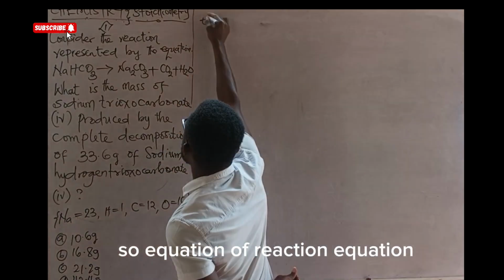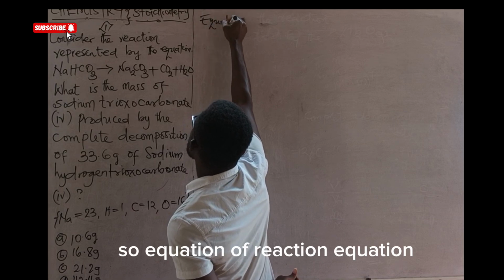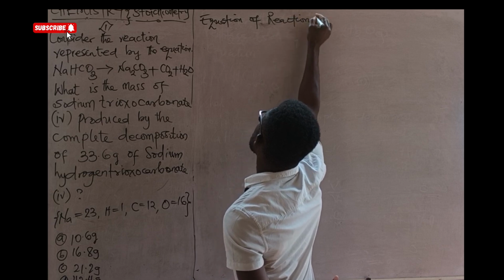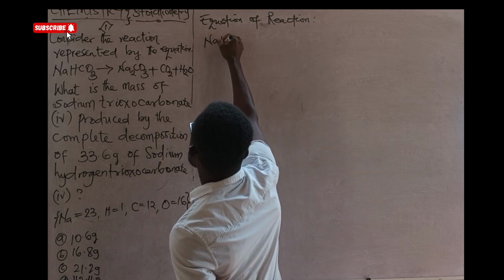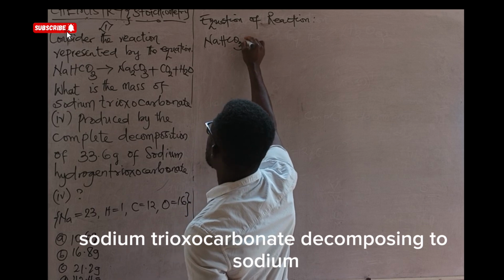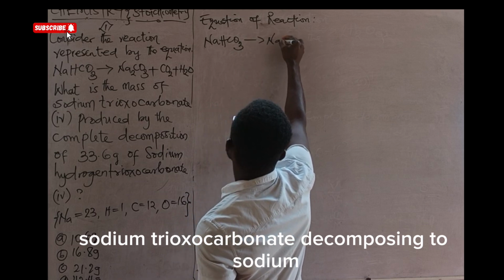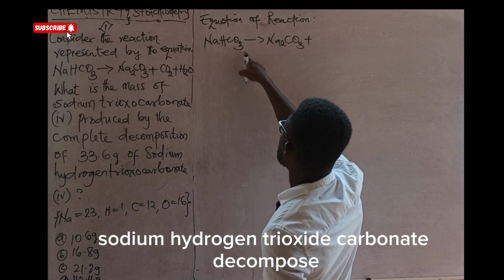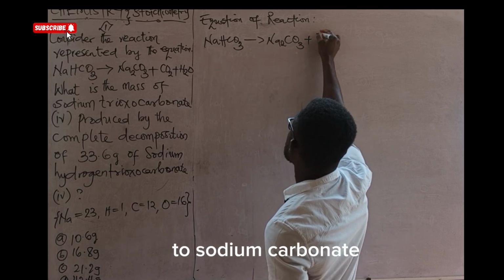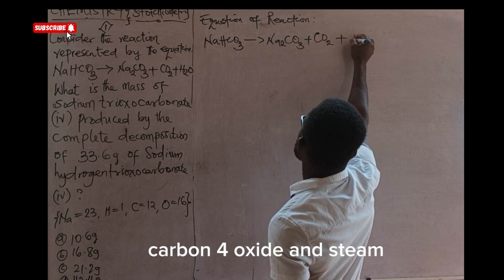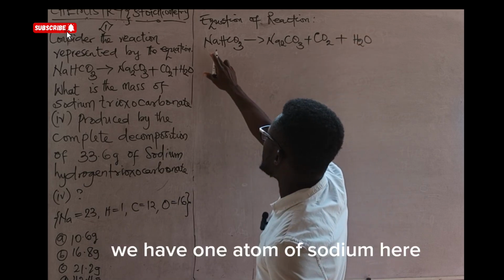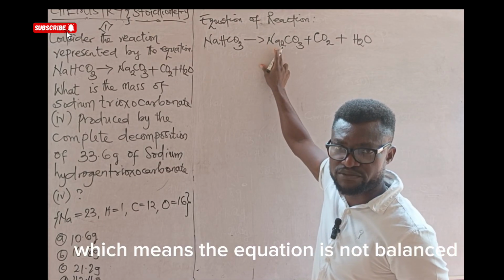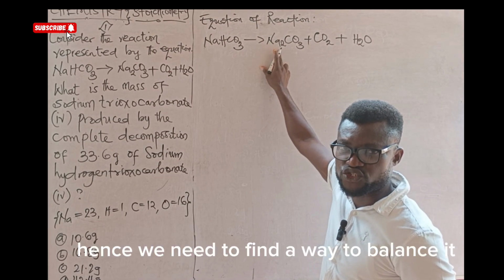So equation of reaction, we are given sodium hydrogen carbonate decomposed to sodium carbonate, carbon IV oxide, and steam. We have one atom of sodium here, while we have two here, which means the equation is not balanced. Hence, we need to find a way to balance it.